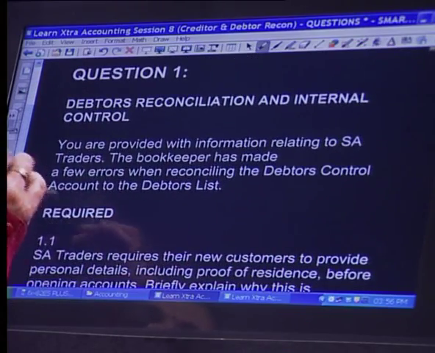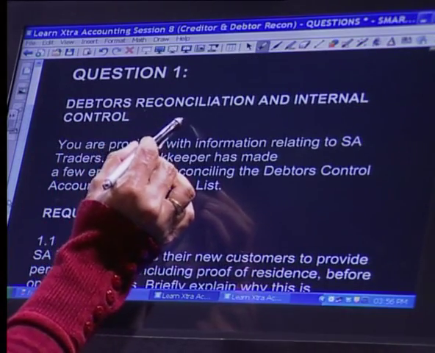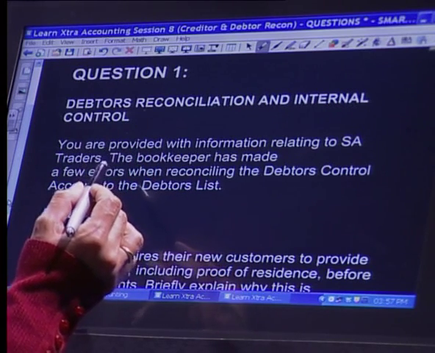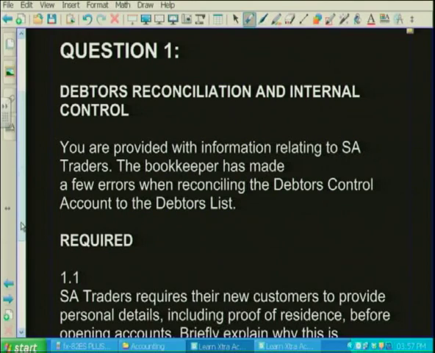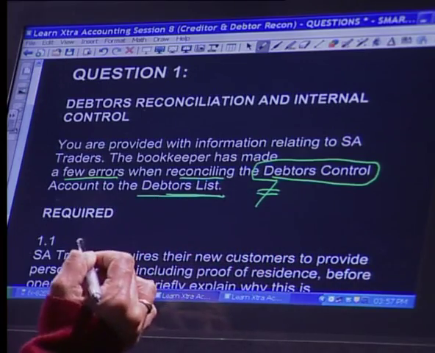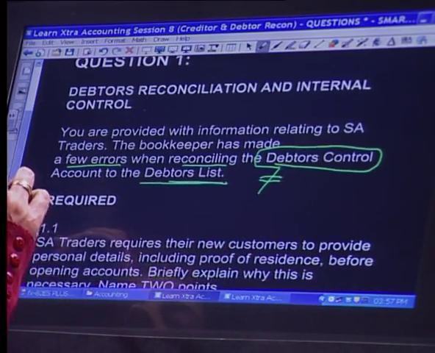Question 1. Your debtors reconciliation and internal control. You are provided with information relating to SA Traders. The bookkeeper has made a few errors when reconciling the debtor's control account to the debtor's list. Okay, so they're telling you that the bookkeeper has made certain errors, which means that the debtor's control account is not equal to the debtor's list. Let's look at what we're required to do.